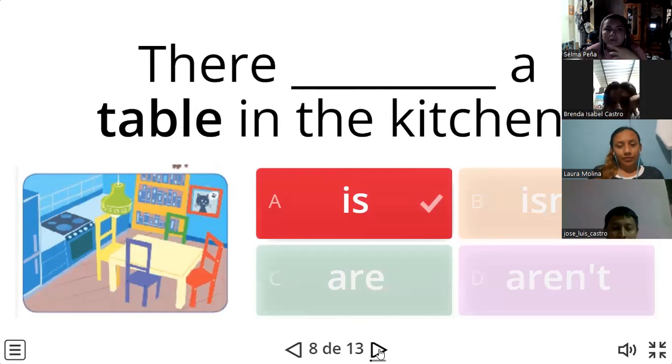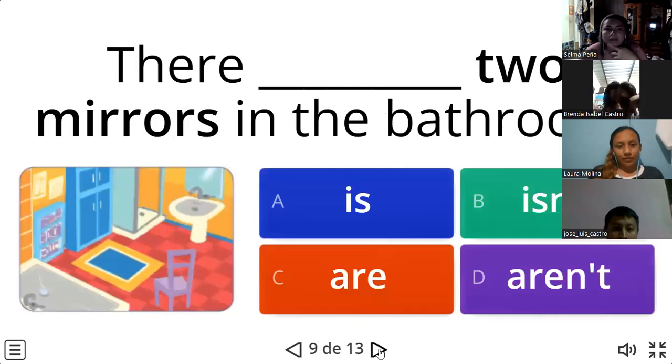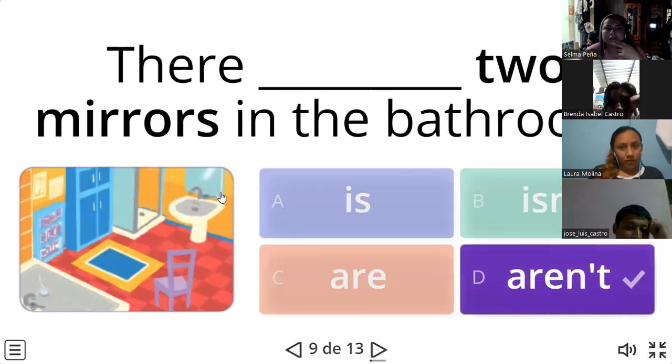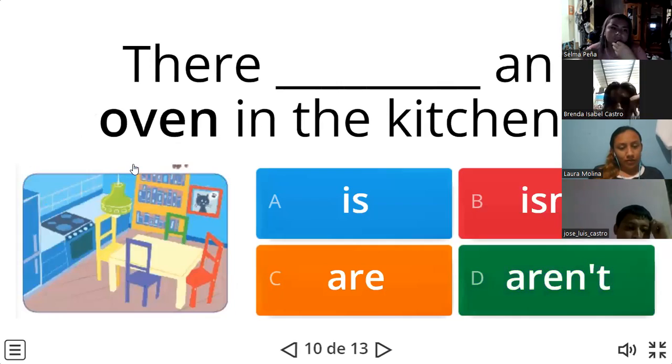Now what about this one? There is. Table. Now, what about this one, guys? More mirrors. Aren't. There aren't. Mirrors, espejos, right? Solo hay uno. Sí, exactly. Solo hay uno.